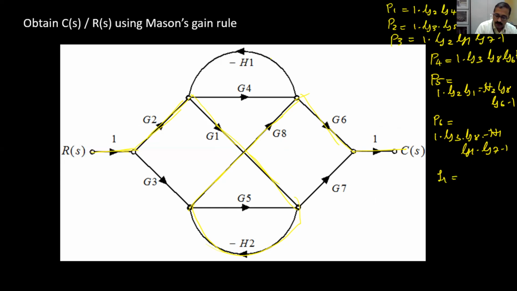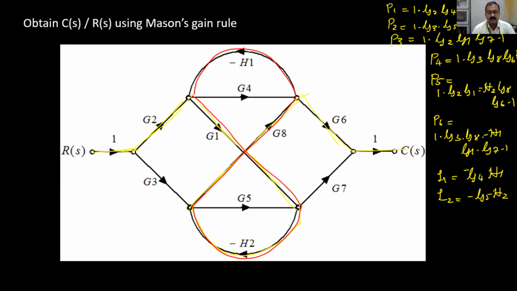It is obvious. One is minus G4 into minus H1. Second loop gain, G5 into minus H2. Any other loop? Yes. Which is that other loop? G1 minus H2, G8 minus H1. What is loop? A path which starts and ends at the same node. Okay. So L3 will be what? G1 minus H2, right? G8 minus H1. Okay. So these are the 3 loop gains.